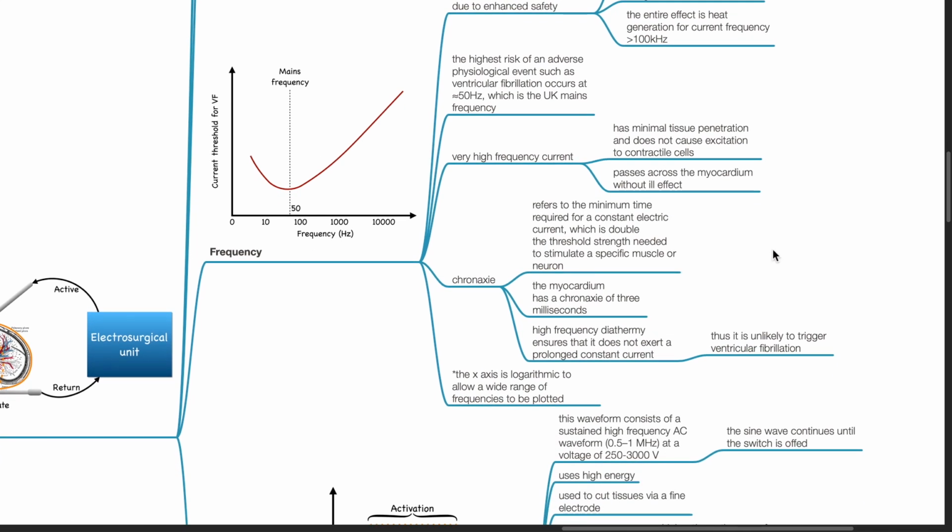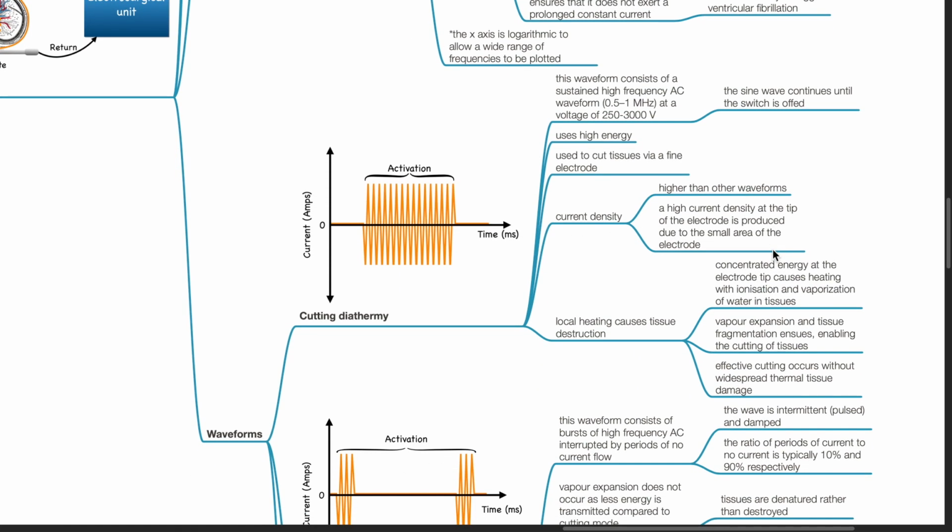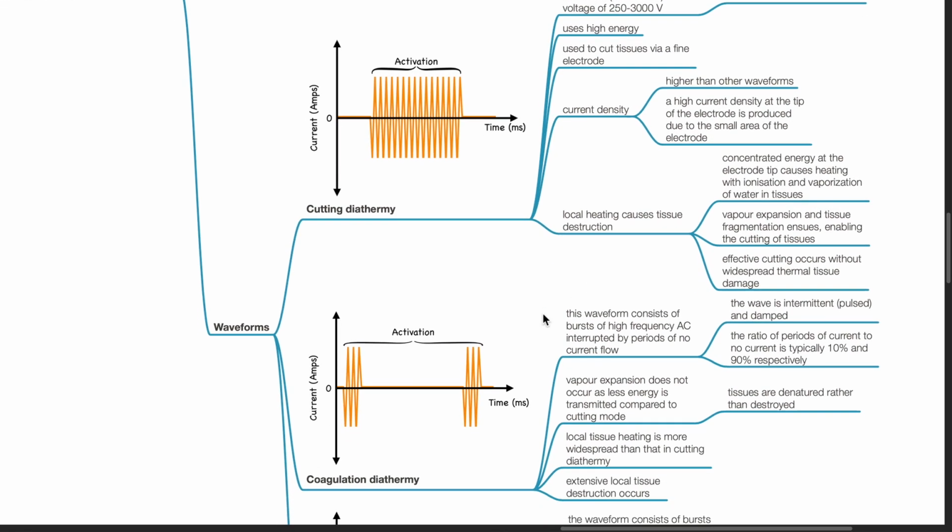Chronaxie refers to the minimum time required for a constant electric current, which is double the threshold strength, needed to stimulate a specific muscle or neuron. The myocardium has a chronaxie of 3 milliseconds. High-frequency diathermy ensures that it does not exert a prolonged constant current, thus it is unlikely to trigger ventricular fibrillation. Waveforms can be cutting, coagulation, or blended.